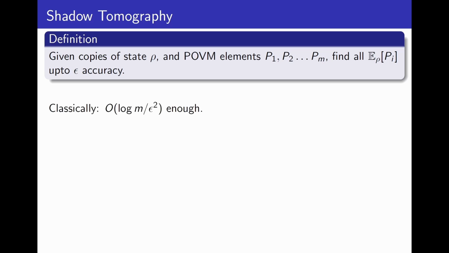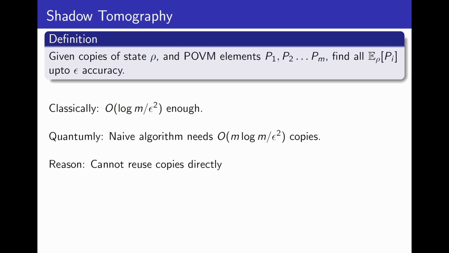Now, in the classical case, that is when all the POVM elements commute, we know that we can perform all POVMs simultaneously and obtain empirical averages, leading to the number of copies required, that is the sample complexity, being log m over epsilon square. However, in general, if we proceed naively, we will need log m over epsilon square copies for each of the POVM elements. And since the POVM elements might not commute, we will need fresh copies of rho for each of the estimations, blowing up the sample complexity to m log m over epsilon square.